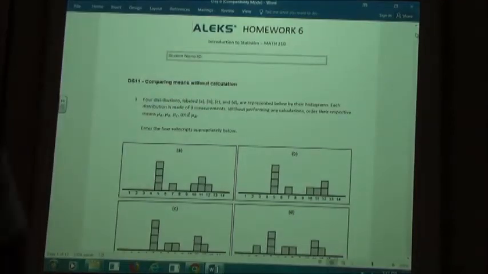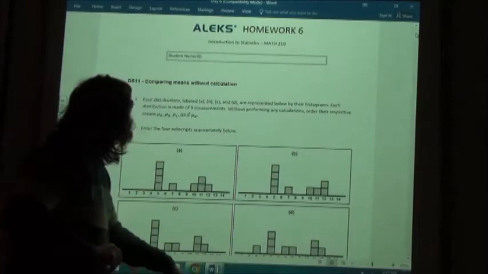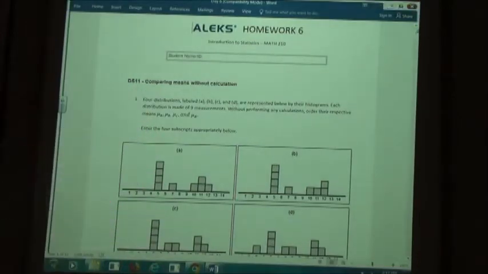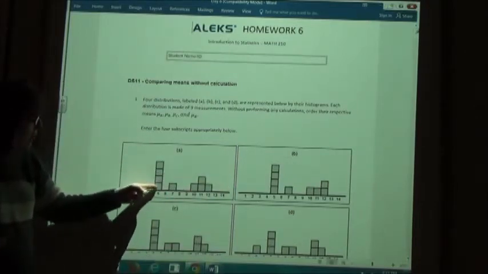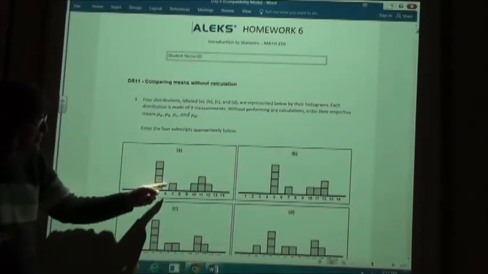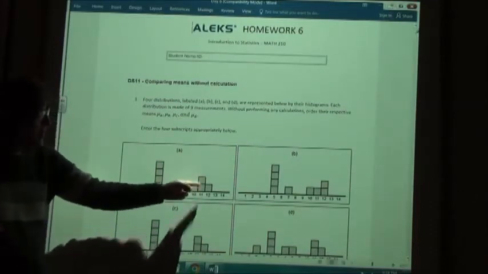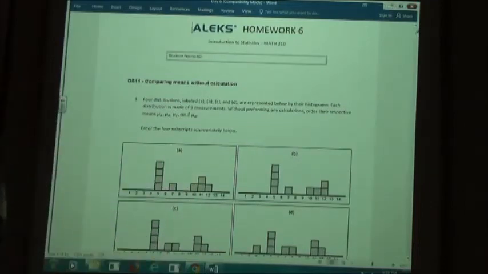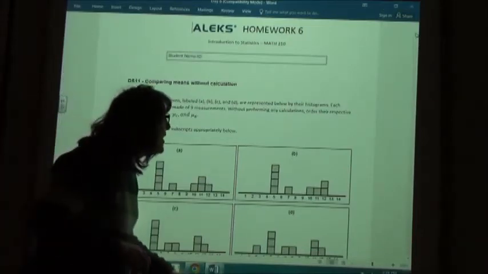All right, so homework 6 is telling you to compare the means without doing any calculation. You could take this picture here and we have 1, 2, 3, 4, 5s, a 7, a 10, 2 11s, and a 12. And I could add all that up and figure out what my mean is. But they want you to do it without doing the calculation.